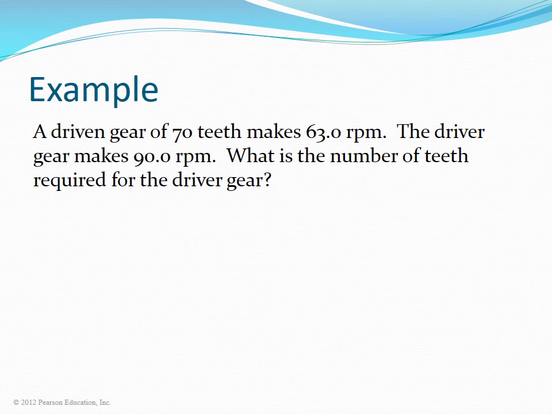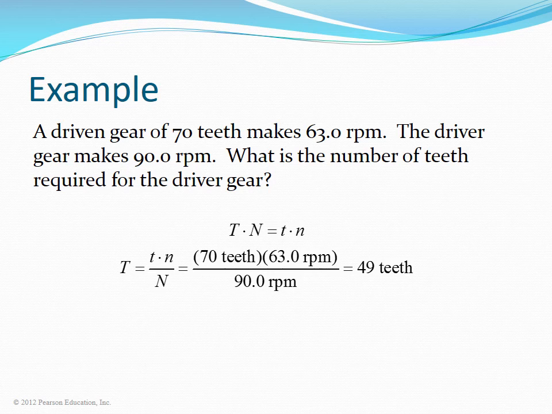A driven gear of 70 teeth makes 63.0 RPM. The driver gear makes 90.0 RPM. What is the number of teeth required for the driver gear? The number of teeth on the driven gear is 70. The driver gear rotates at 90 RPM, and the driven gear rotates at 63 RPM. The number of teeth on the driver gear must be 49.